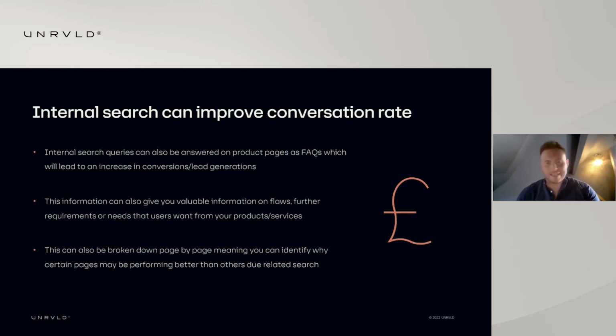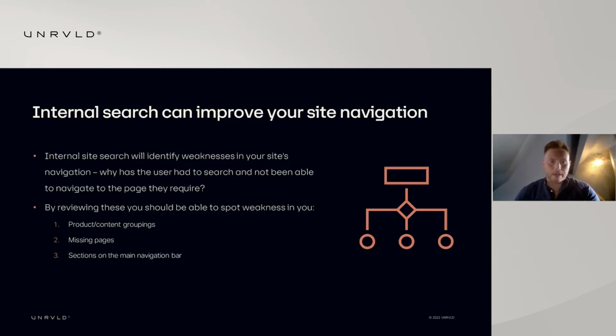Now, you probably order this in a sort of CPA order, i.e. go for the most expensive products and work backwards to make sure you make as much money as possible. But yeah, over that long-term strategy, you really can make improvements to your products and really give users what they want. And finally, just how internal search can improve your site navigation.